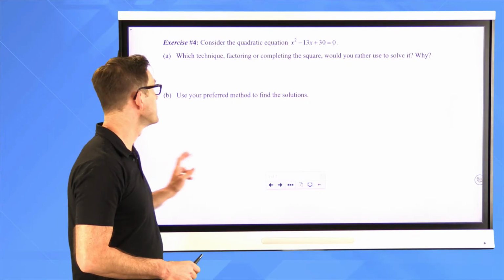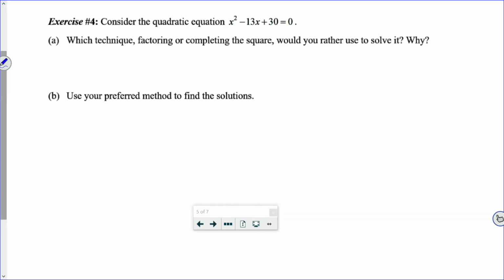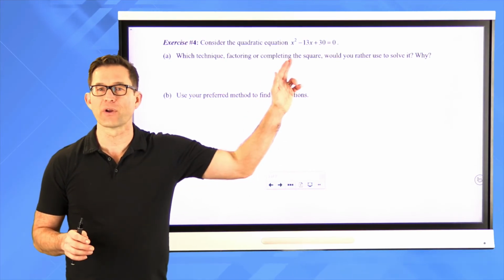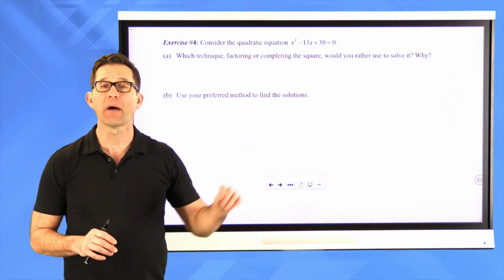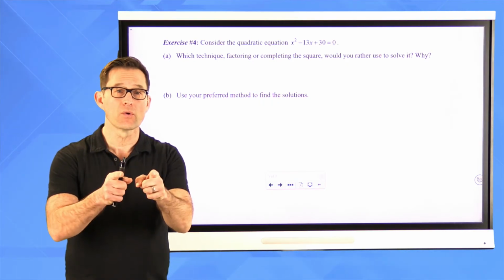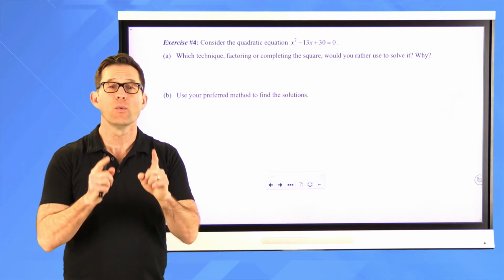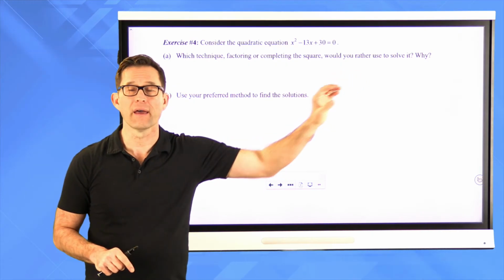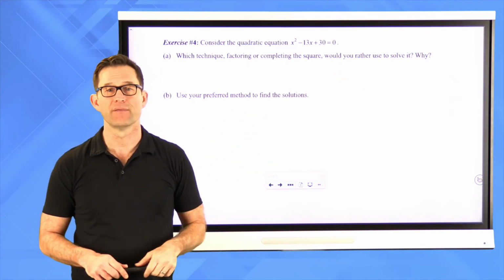So let's take a look at exercise number 4. Consider the quadratic equation x squared minus 13x plus 30 is equal to 0. Letter A, which technique, factoring or completing the square, would you rather use to solve it, and why? Okay, so what I want you to do is think about factoring that left-hand side, and think about the procedure of completing the square for that particular one. Which one would you rather do? Not which one would I rather do, right? Which one would you rather do? Write that down, and give a rationale for why. And then we'll talk about it, and then in letter B, we'll go ahead and solve it.